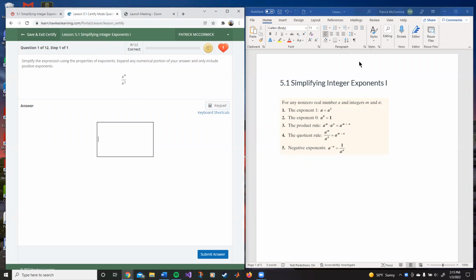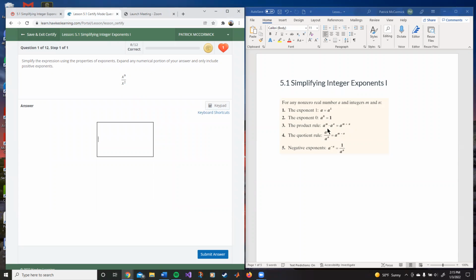It says for any non-zero real number a. So a cannot be zero. That's the key thing. And an integer is m and n. So no fractions, no decimals. So a to the 1 equals a. No problem there. A to the 0 is equal to 1, as long as a is not 0.